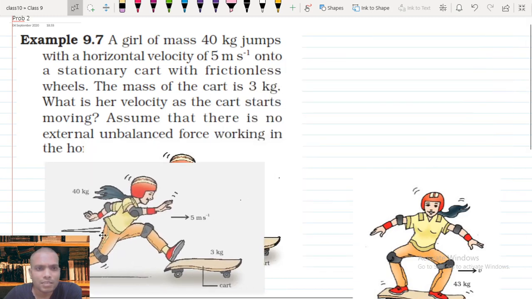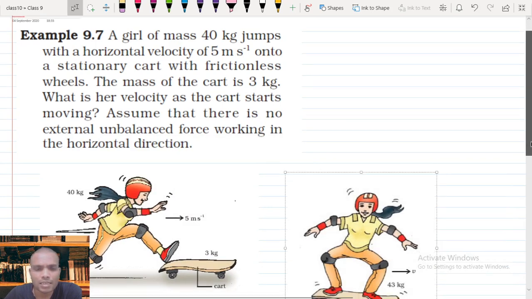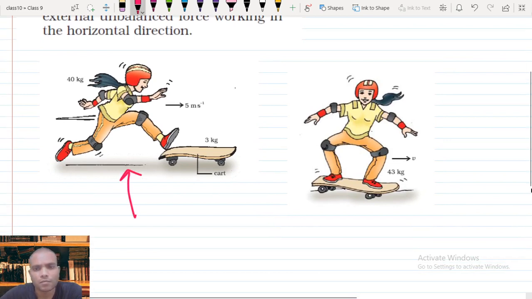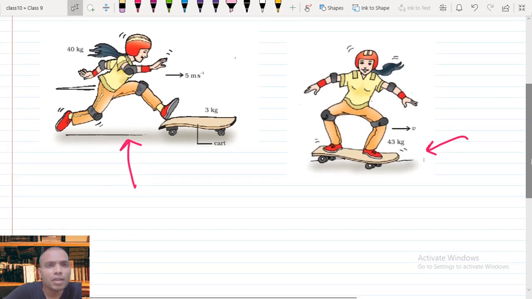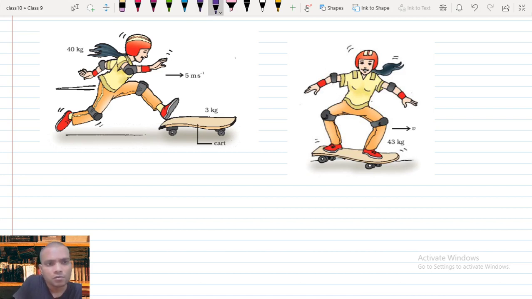Forget about wind and any kind of external forces. So let me take this as a two-step problem. This situation we can consider as before jumping, and this situation after jumping. So we can apply the law of conservation of momentum. To apply that, first we need to calculate the total momentum. So let me write that first.